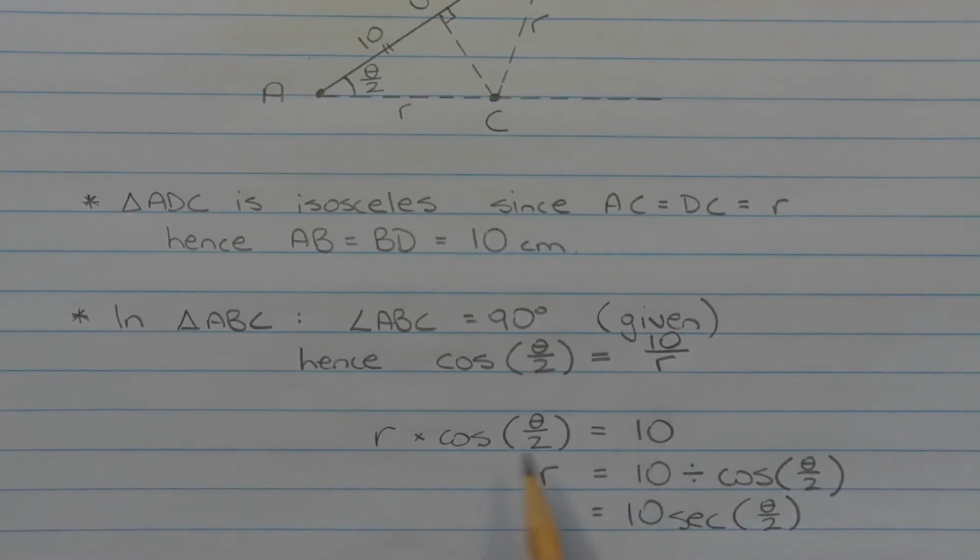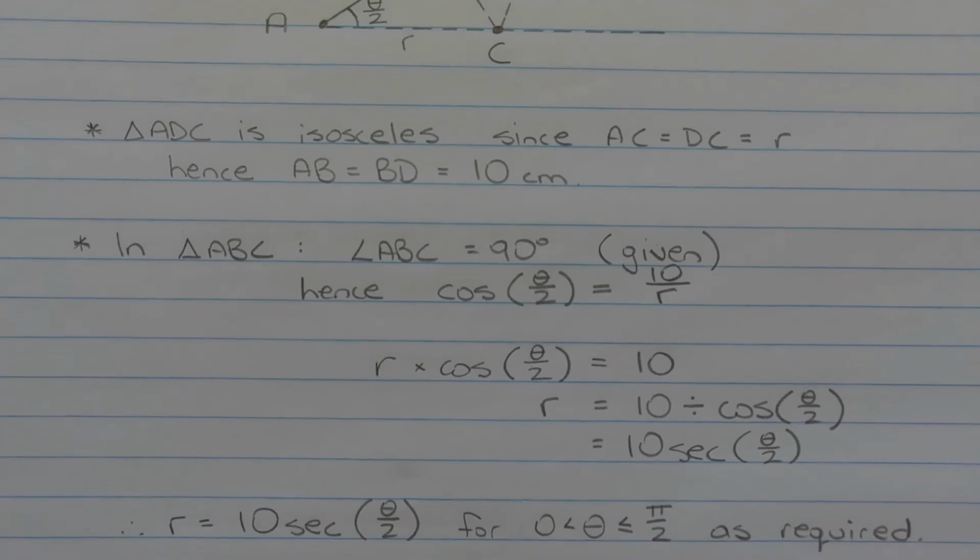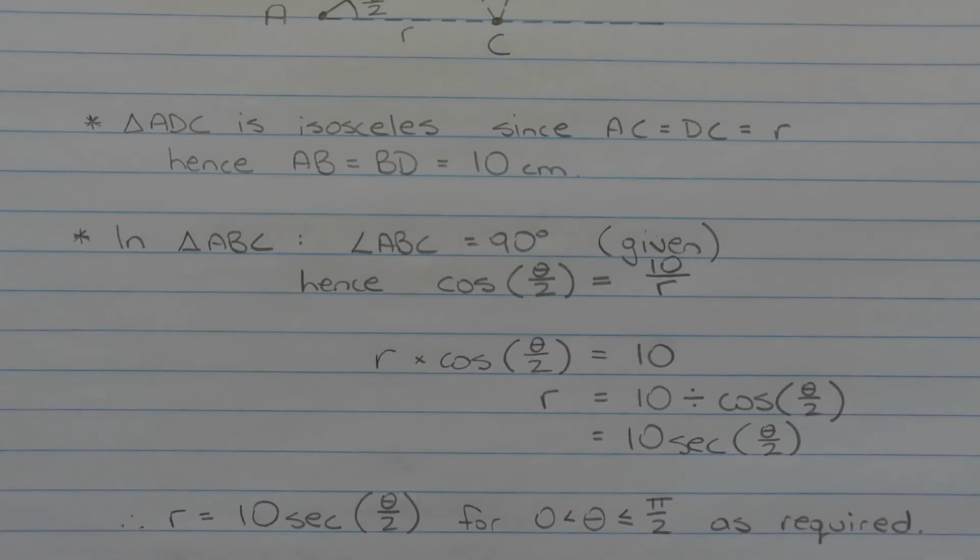Dividing both sides of the equation by cos theta over 2, we get r is equal to 10 divided by cos theta over 2, or 10 over cos theta over 2, which equals 10 sec theta over 2. Therefore, r equals 10 sec theta over 2 for theta greater than 0 and less than or equal to pi over 2 as required.